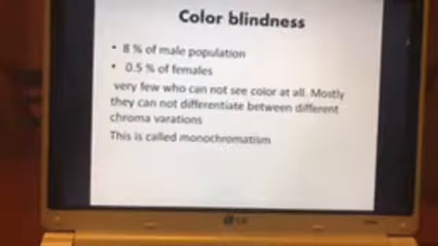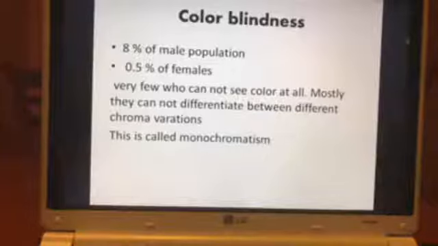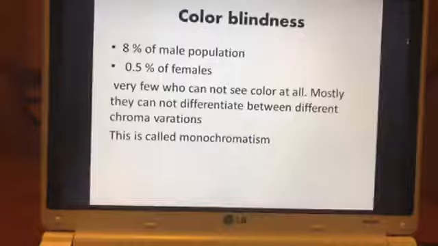Before you go any further, you have to make sure that you are not one of the people who have color blindness. Some people will say it's a low percentage. Actually, 8% of the male population have color blindness, and 0.5% of the females. Always lucky females.